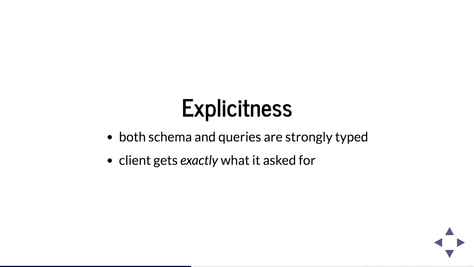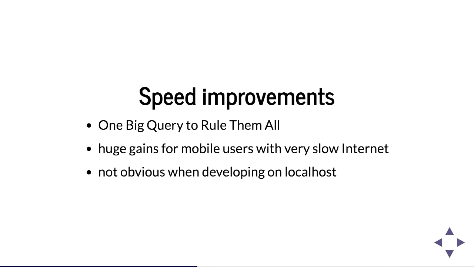The next one is being explicit. First of all, the schema and queries are strongly typed. Moreover, a client has to explicitly ask for a field to receive it. So you can, for example, extend your schema without affecting any older clients at all. And there is also one concept behind GraphQL, which is to request all the data your application needs in a single query, in a single network request.